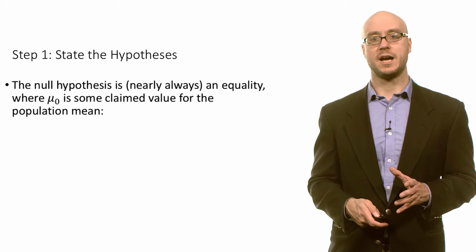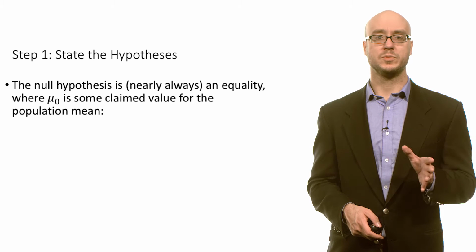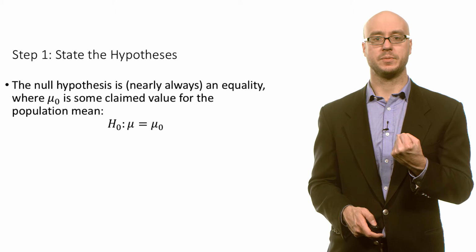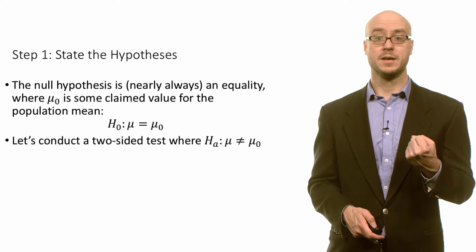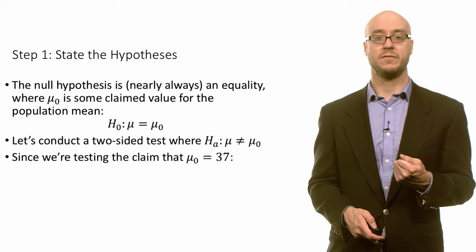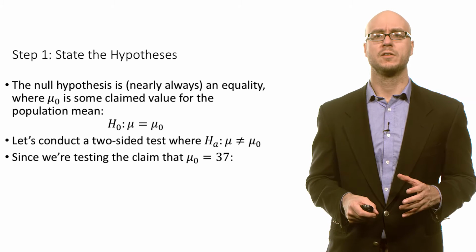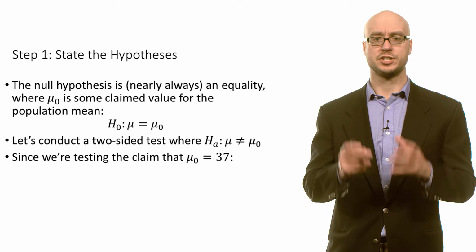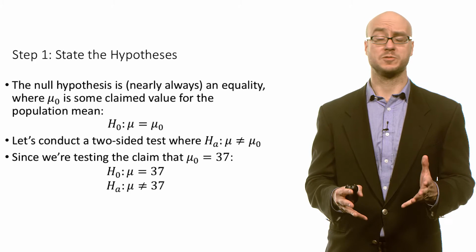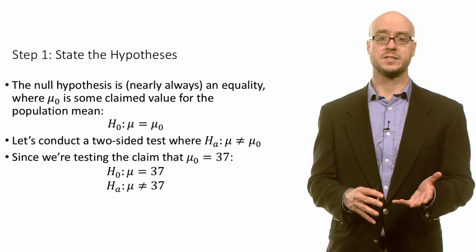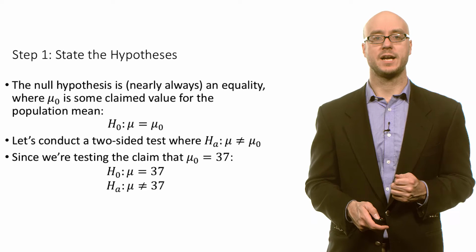First step is to state the hypotheses. Again, the null is almost always an equality, where mu naught, or mu subscript 0, is some claimed value for the population mean. The alternative for a two-sided test is that the population mean does not equal that claimed value. In this case, the CEO is saying the hours worked per week for employed Americans in the population is 37. Well, that's the claim we're testing. And then our alternative hypothesis is that the CEO is wrong. Either the number of hours worked is less or it's greater, but that CEO is just incorrect. So we're conducting a two-sided test.